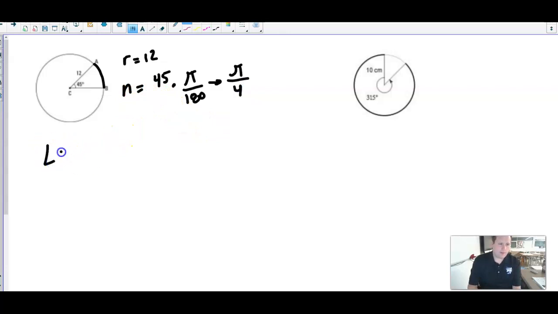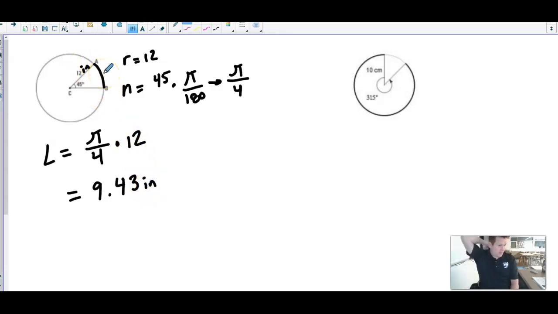From there, if I just want the arc length, all I do is take pi over 4 and multiply it by my radius of 12. Once you put that in, that gives me 9.43, and this would be in whatever units I have. If this was inches, then this would be inches as well. So that distance right here is 9.43 inches.